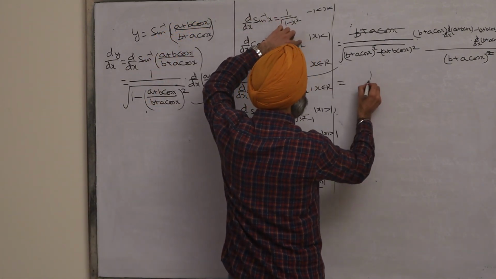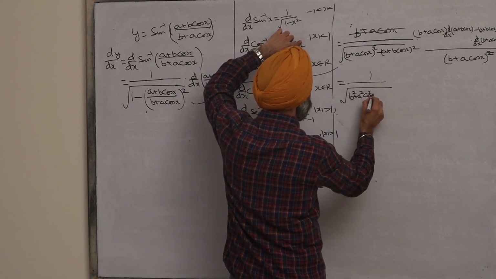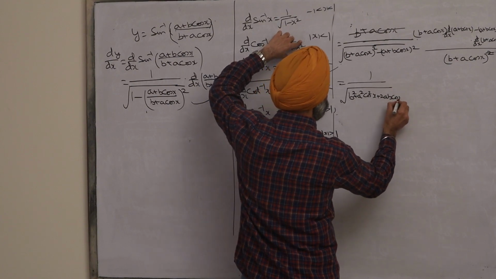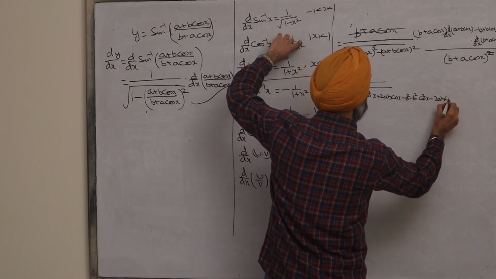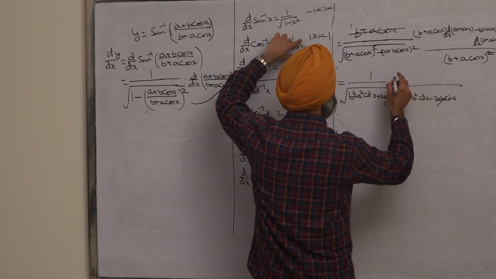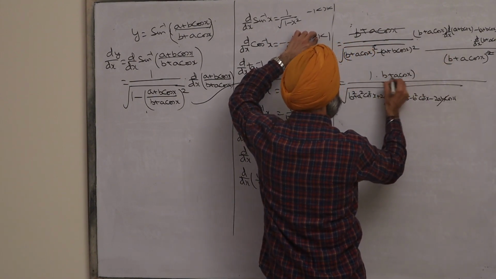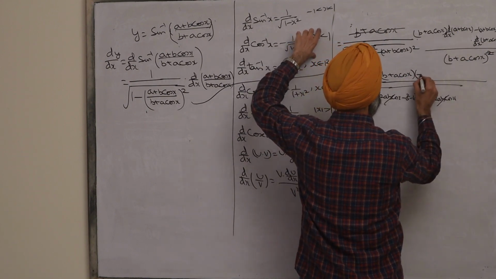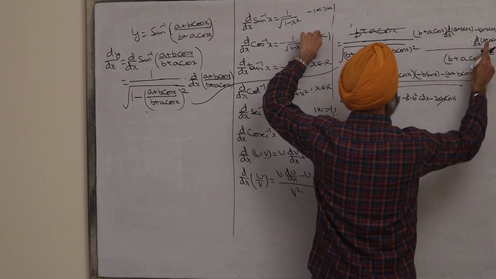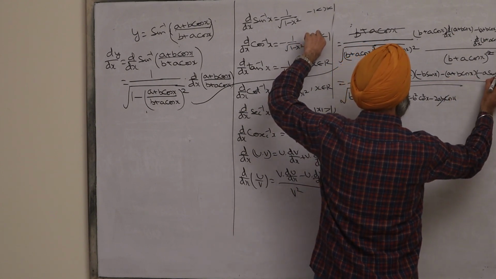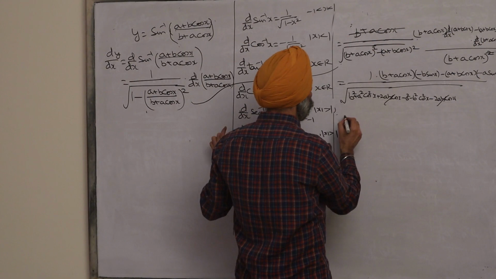So what next? It is 1 over under root of b square plus a square cos square x plus 2ab cos x minus a square minus b square cos square x minus 2ab cos x. Now this term will cancel. Next, it is (b plus a cos x) into, because differential of a is 0, minus b sin x, minus (a plus b cos x) into differential of b, which is 0, minus a sin x here. After that it is merely calculations and we need to simplify this.